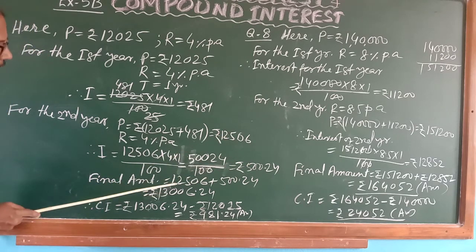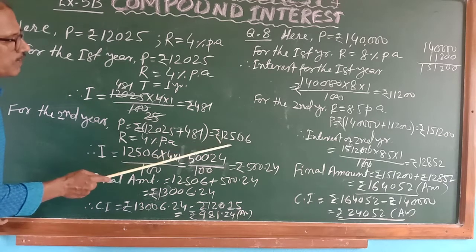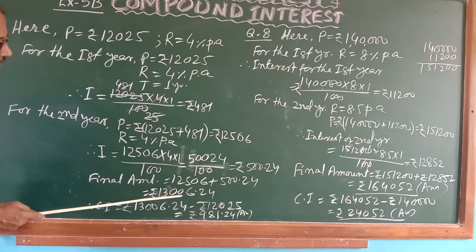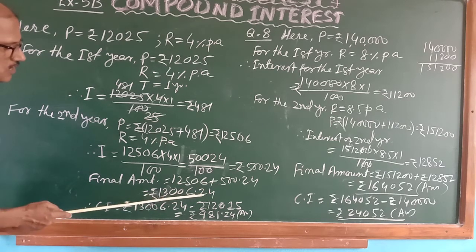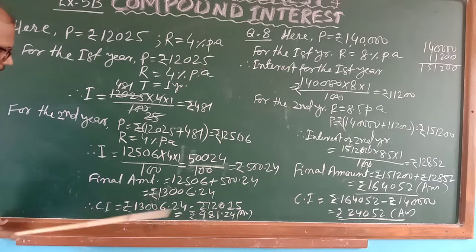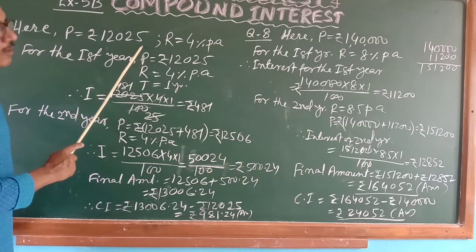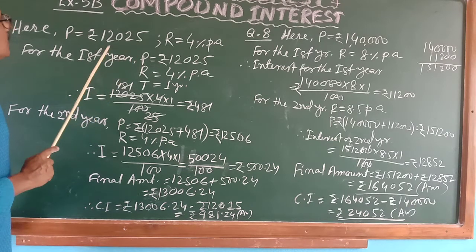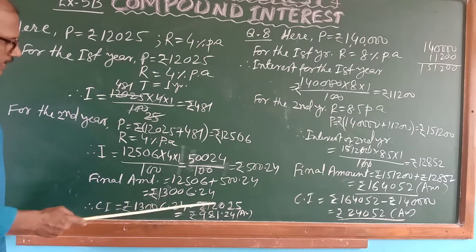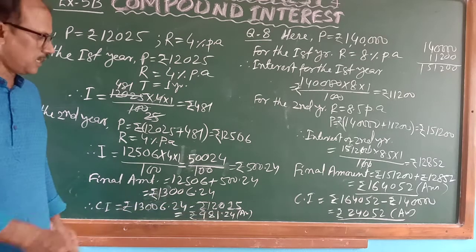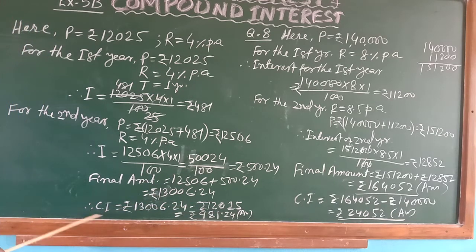So the final amount is 12,506 plus 524. If you add these two, you get 13,624 rupees. Then the compound interest will be the final amount minus the original principal, that is 12,025. If you subtract, you will find 981.24 rupees. Students, this CI can be calculated this way also.